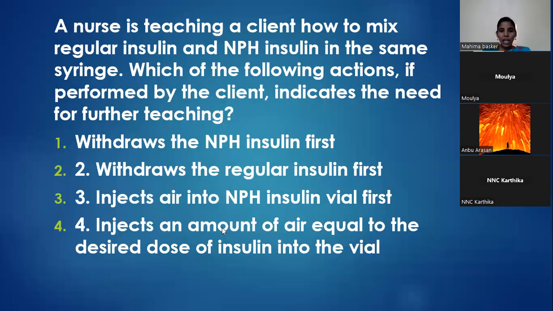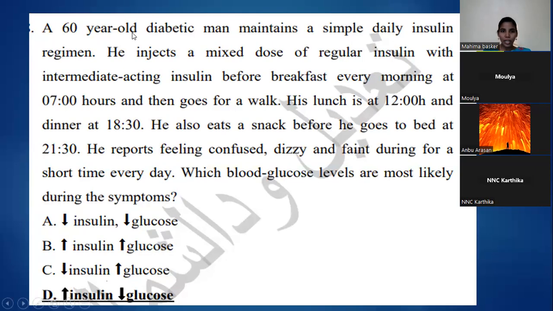Here, injecting an amount of air equal to the desired dose of insulin into the vial is correct. Injecting the air into the NPH insulin first is correct, but withdrawing the NPH insulin first is wrong. So A is the answer. Only one answer, so everyone try to answer. This is for you to practice. I want to know whether you understand or not. So the answer is 1. We'll move on to the next one.